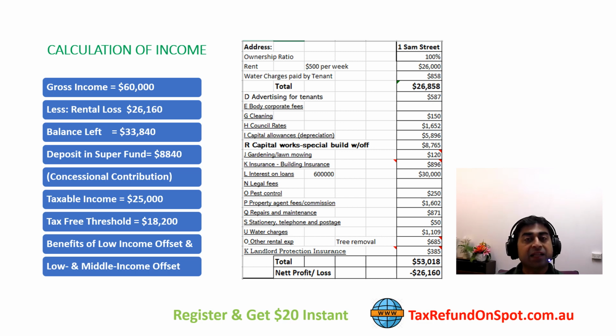But the tax-free threshold is 18,200. So anyone who earns 18,200 pays no tax, zero tax. On top of that, there are two benefits: the low income offset and the low and middle income offset. You don't need to calculate them. They will come up automatically in the software based on your income.